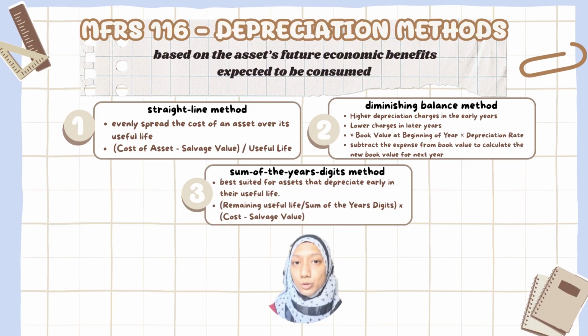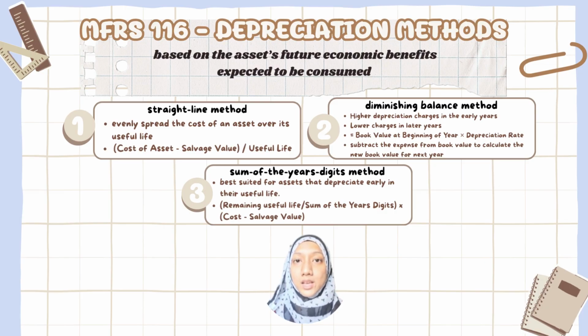Some of the most commonly used is the straight line method, where it evenly spreads the cost of an asset over its useful life. Another method is the diminishing balance method. It results in higher depreciation charges in early years and lower charges in later years, reflecting that assets lose value more rapidly when they are newer.